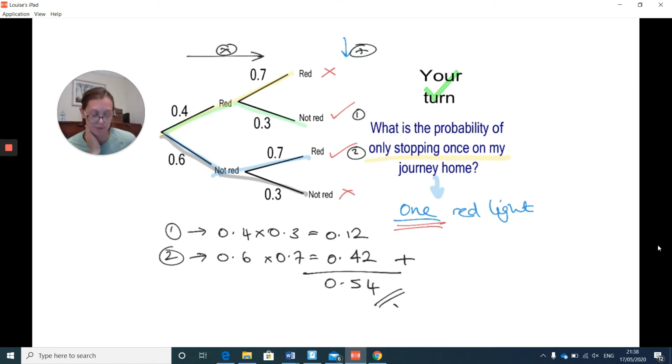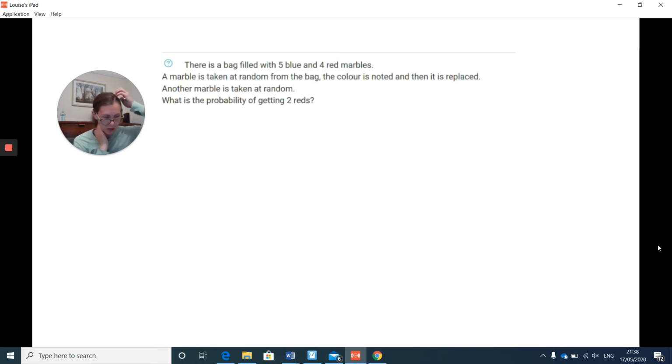0.54. Okay? So let's have a look at how they're going to ask us in Hegarty. So this is a question that's come from your Hegarty clips this week. It says, there is a bag filled with 5 blue and 4 red marbles. A marble is taken at random from the bag, the colour is noted, and then it is replaced. Another marble is taken at random. What's the probability of getting 2 reds? So we are now going to build all of this together. We've got to turn our question into a tree diagram and then find a probability from it.